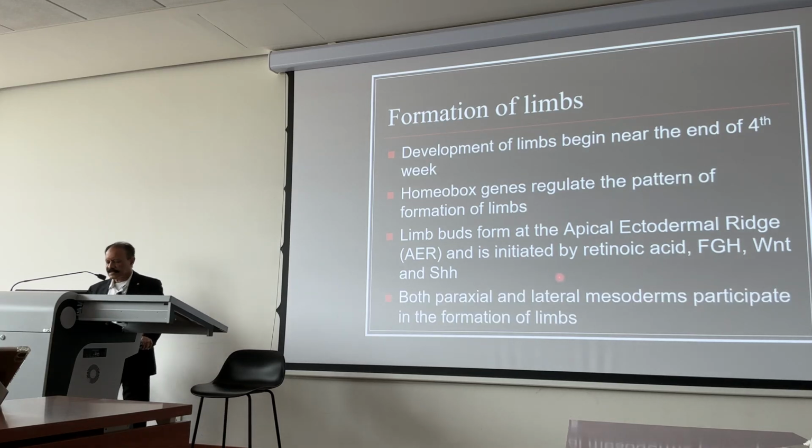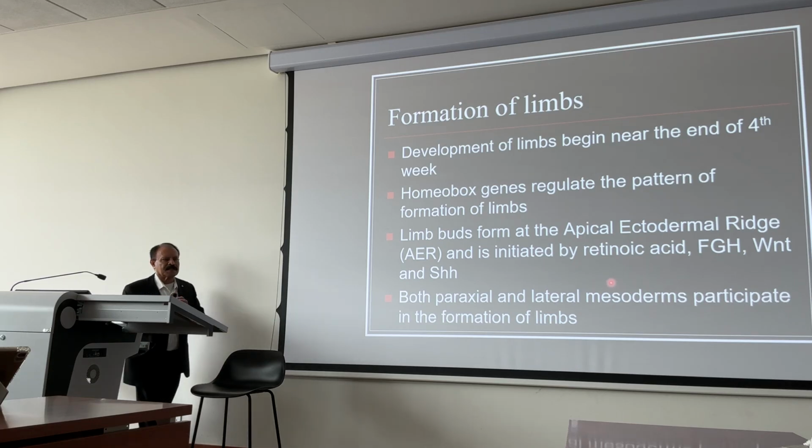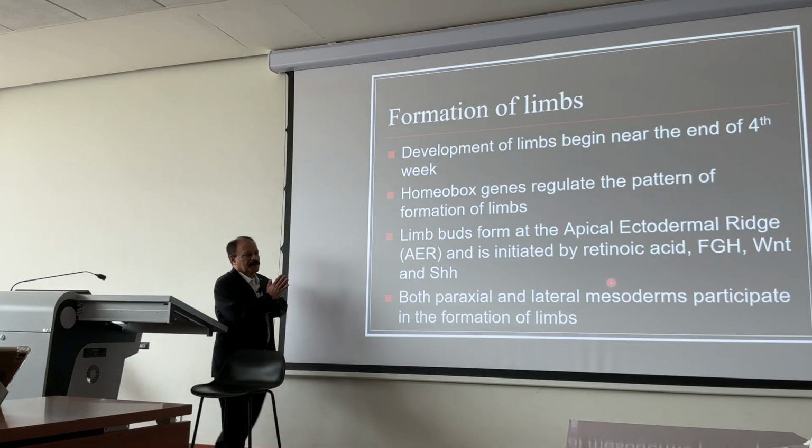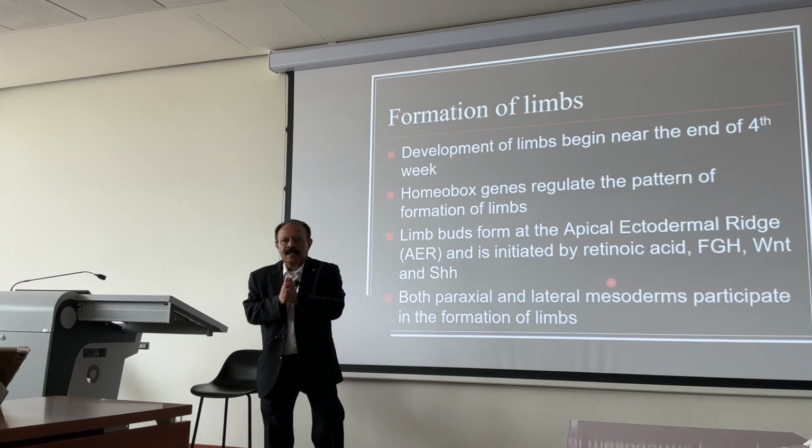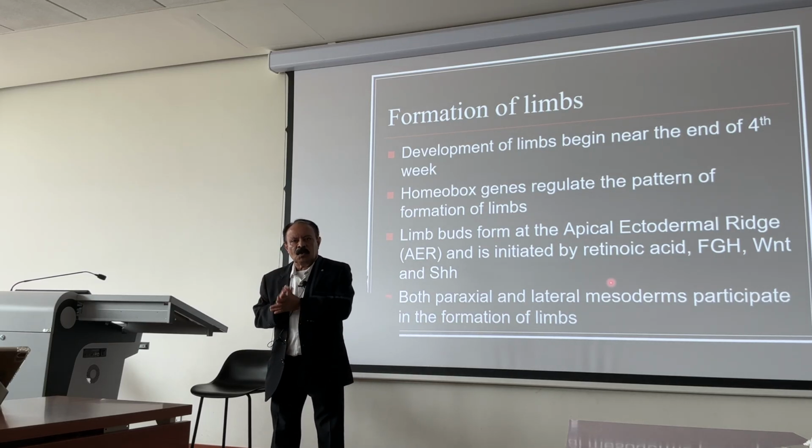Both paraxial and lateral mesoderm participate in the formation of the limb. So the limb development is from the paraxial mesoderm because of the muscles, and lateral mesoderm because of the bone and the connective tissue. All together they form the bone.